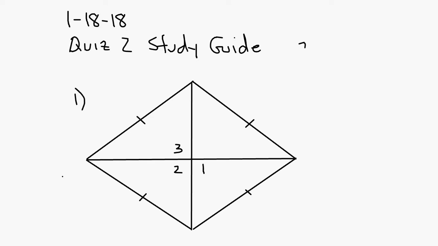They tell you that the measure of angle 1 is equal to 6x. Well, if angle 1 is equal to 6x, in a rhombus, the diagonals are perpendicular to each other. So this 6x is equal to 90. So you divide each side by 6, and x is equal to 15.